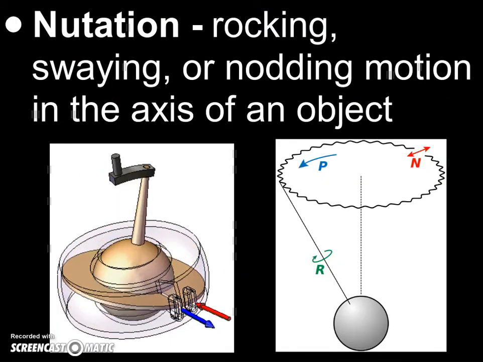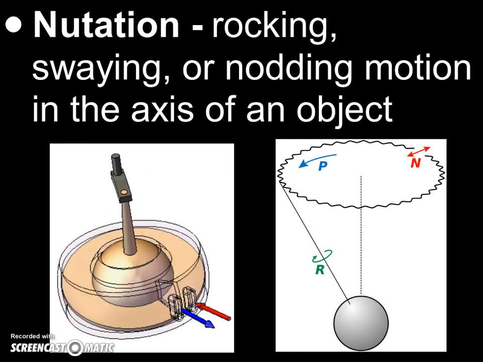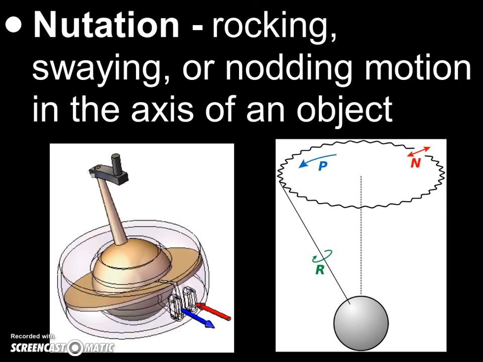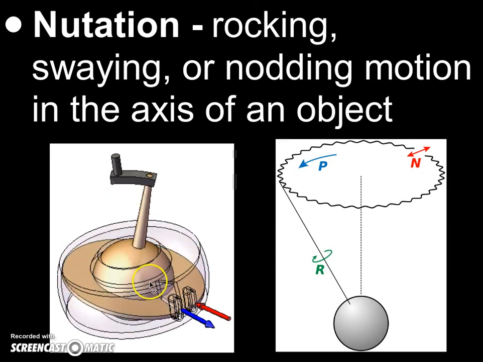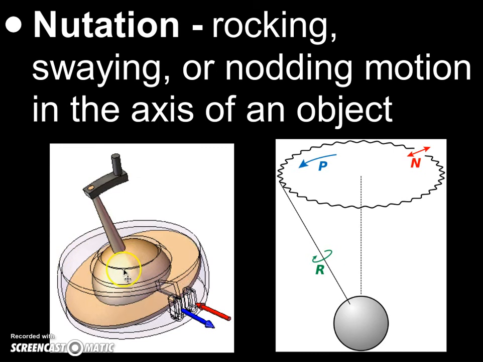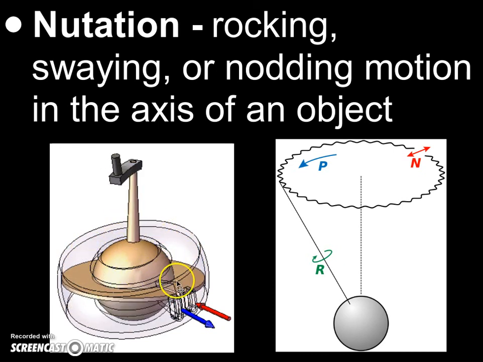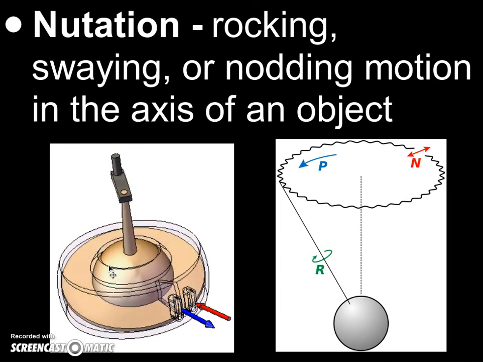All right, another important term, nutation. It's a rocking or a swaying, a nodding motion, anything that's on the axis of that object, so how it moves around the axis. So what you see here, it kind of looks like a top spinning once it's losing its momentum. This is kind of what the Earth is doing. Not quite to this extent now, mind you, but this is what's happening to the Earth. We're going through that rocking or swaying motion.